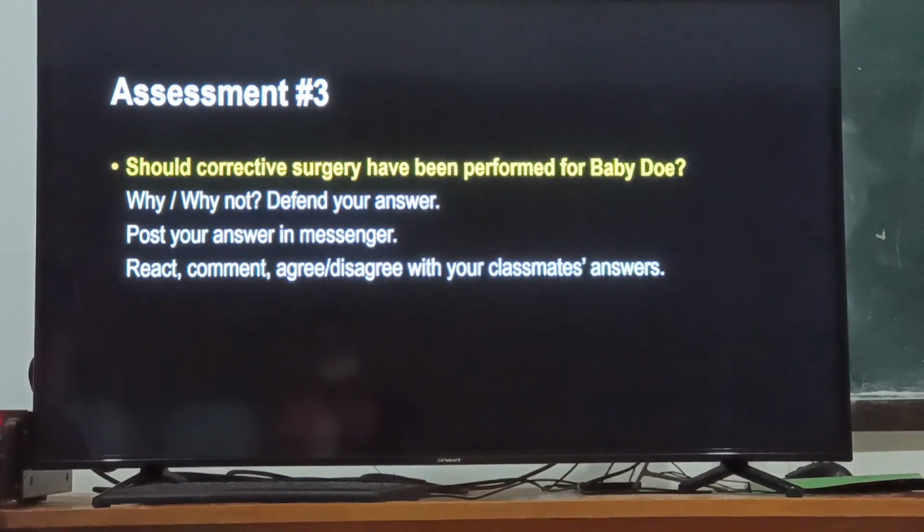Assessment number 3 is your answer to the question, should corrective surgery have been performed for Baby Doe? Why? Why not? Defend your answer. Post your answer in Messenger or in the group chat. React, comment, disagree, or agree with your classmates' answers.